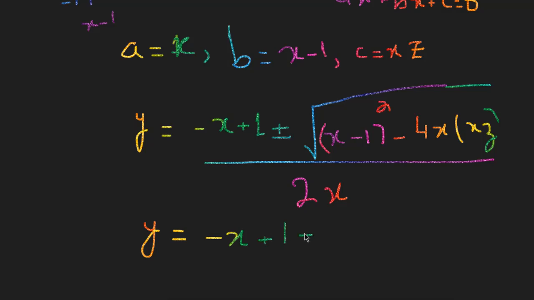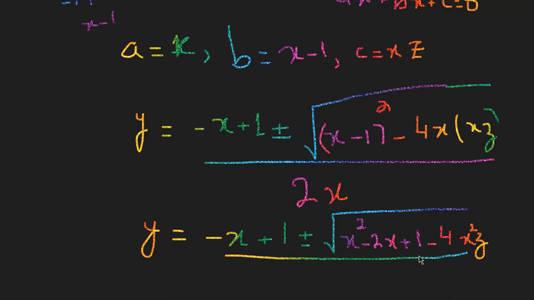So now we just need to simplify this, and we already have the value now. This is the value of y when you make it the subject. So let's expand the formula, x minus 1 whole squared, which will be x squared minus 2x plus 1, multiply those two, which will be 4x squared, and z, and then over 2x.